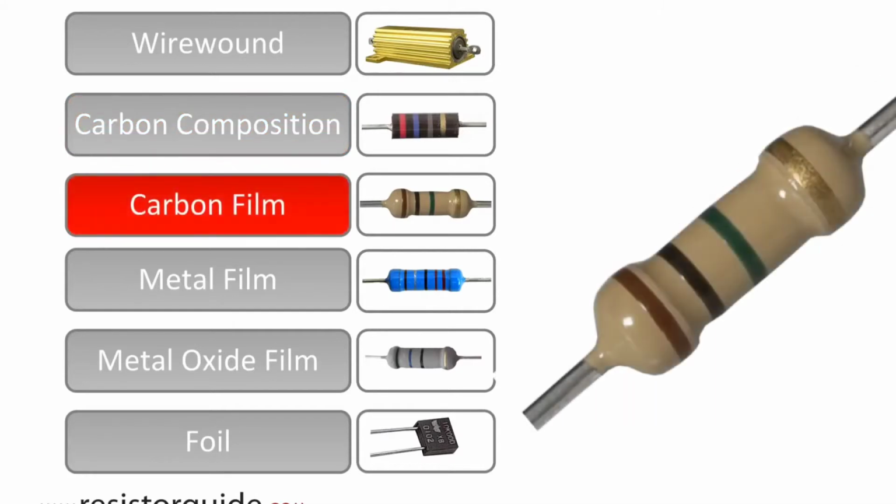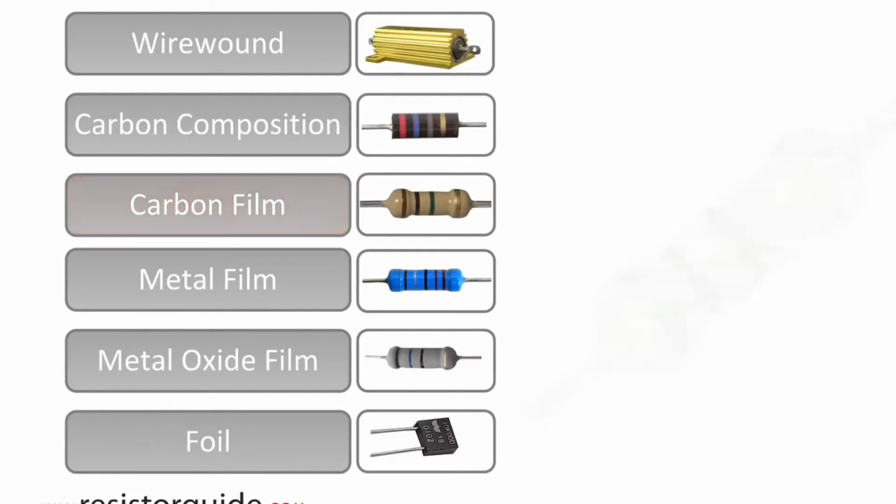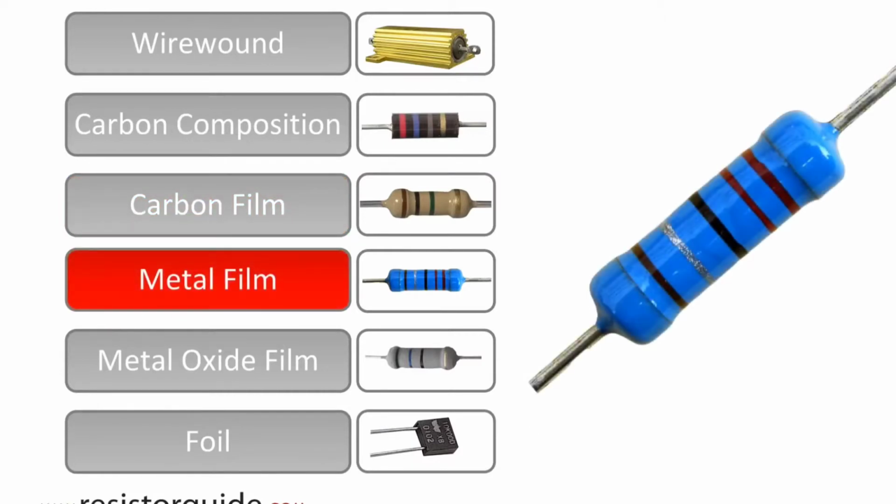Carbon film resistors are widely used today. They are made out of a non-conducting core with a thin carbon film around it. Carbon film resistors have a higher accuracy than carbon composition resistors, but have inferior properties compared to metal or metal oxide film. Metal film resistors have a similar construction as carbon film resistors, but have a metal layer instead of a carbon film.